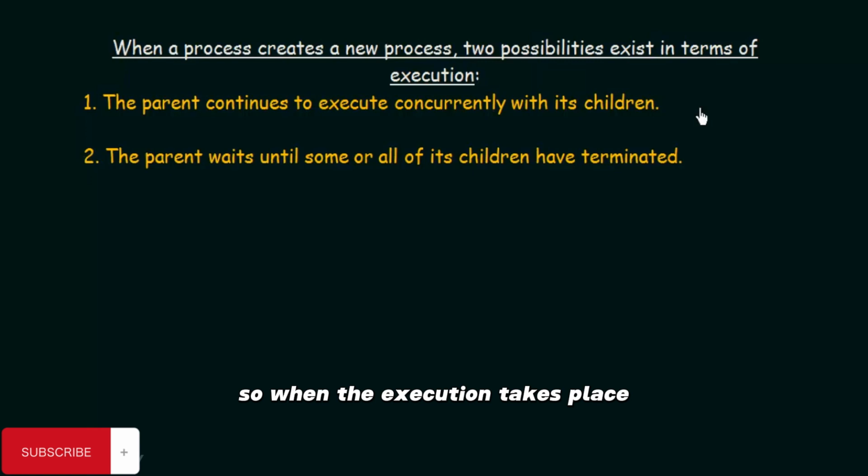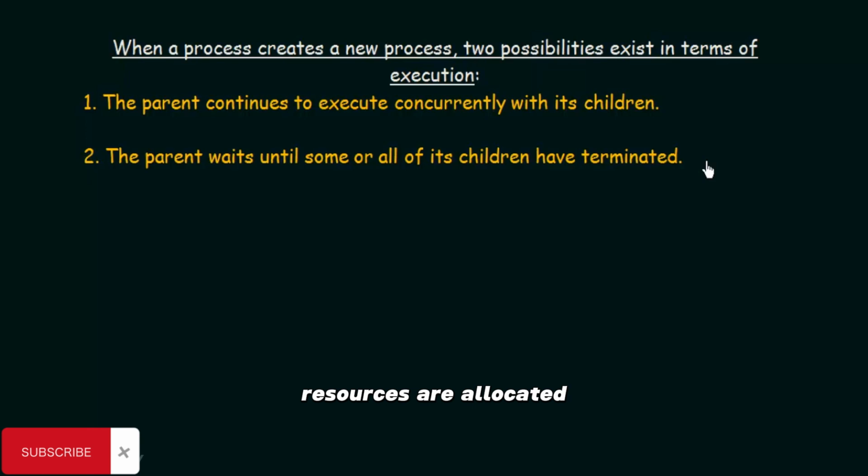So when the execution takes place, it is possible that the parent continues to execute concurrently with its children. That means along with the execution of the children, the parent process also will be executing concurrently, at the same time they are executing. That is what it means. Otherwise, the next possibility is the parent waits until some of its children have terminated. That is, the parent waits for its child processes to complete their execution, and once the children have terminated, the parent will resume its execution.